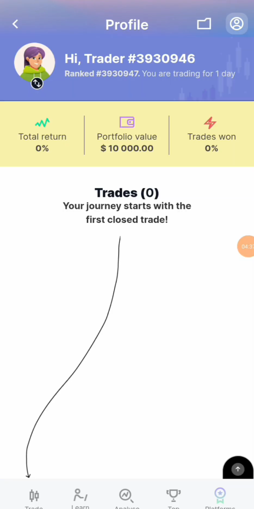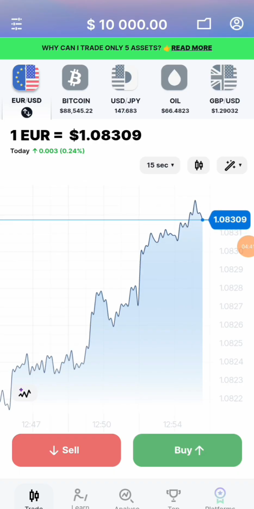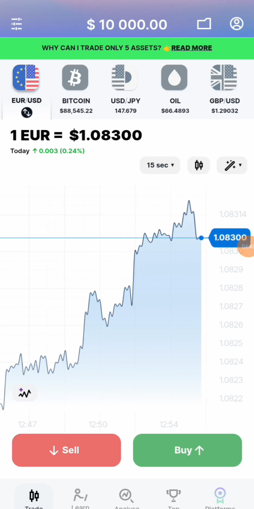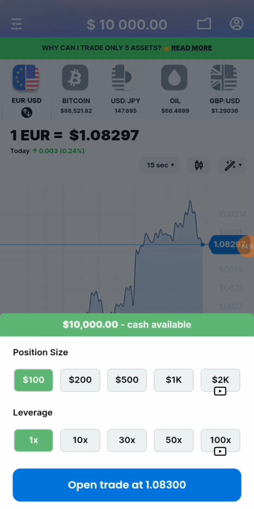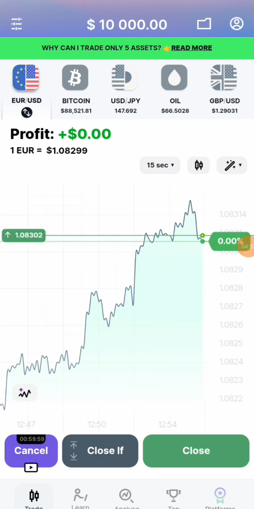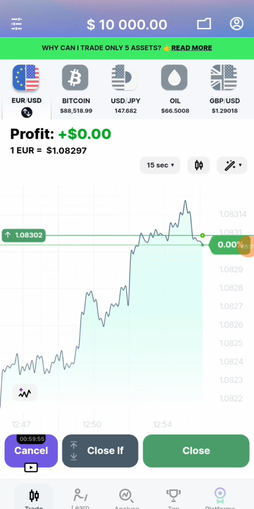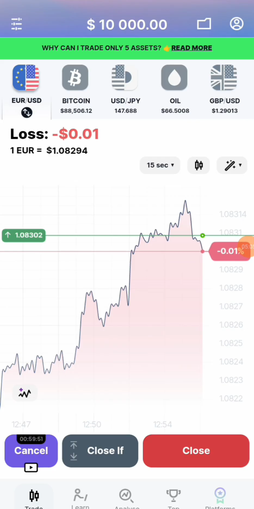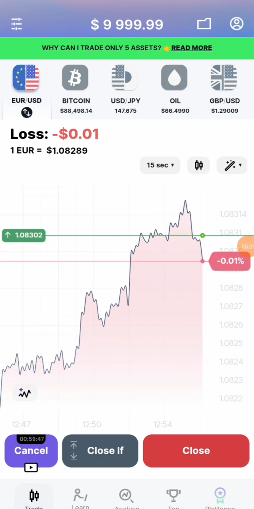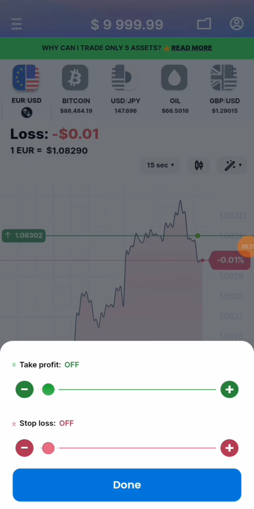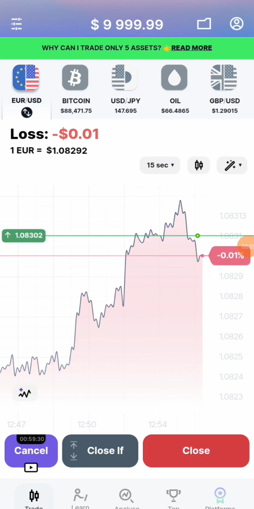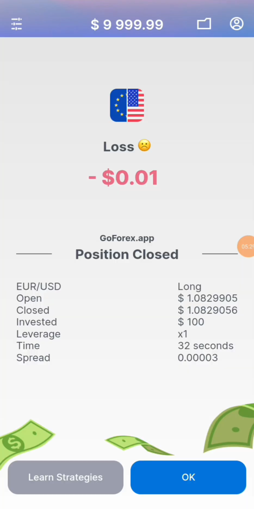This is my profile. Sell to go down, buy to go up, green. Cancel trade. Okay. We had a trade, sell and buy, and cancel trade. I am losing trading.